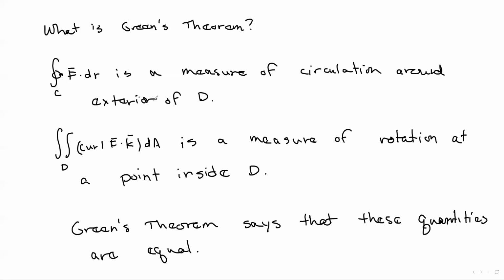All right, so let's take a look at that and just think about it for a minute. If this goes through and measures circulate, well, what is circulation? Circulation is rotation, right? So if this measures rotation around the exterior of D, and then this measures rotation at a point inside of D, right? So the double integral across D is going to go across the inside of the object D, calculating the rotation at each point.